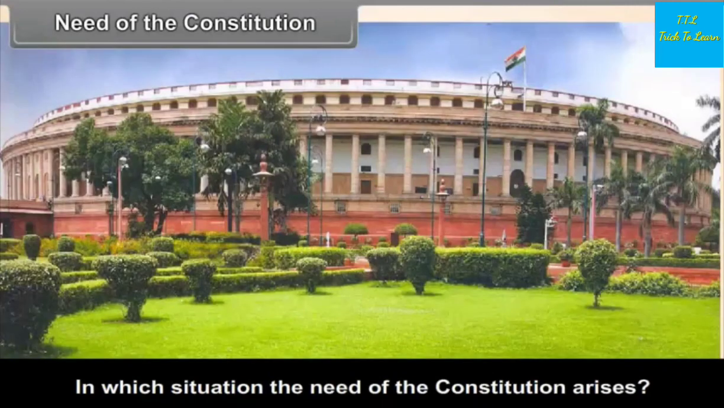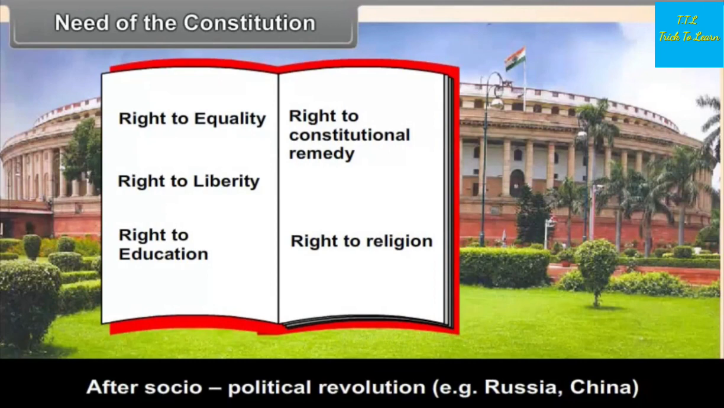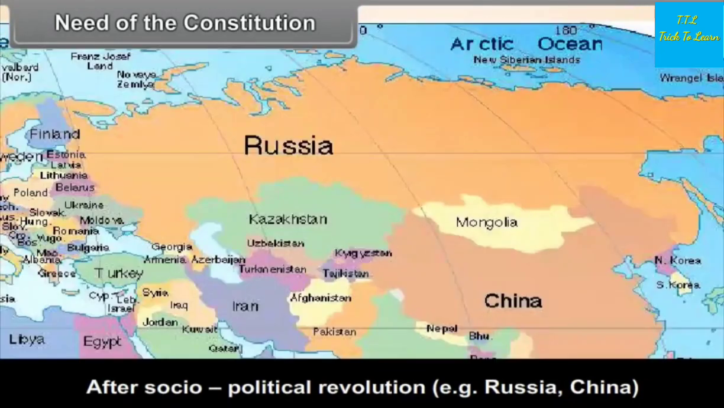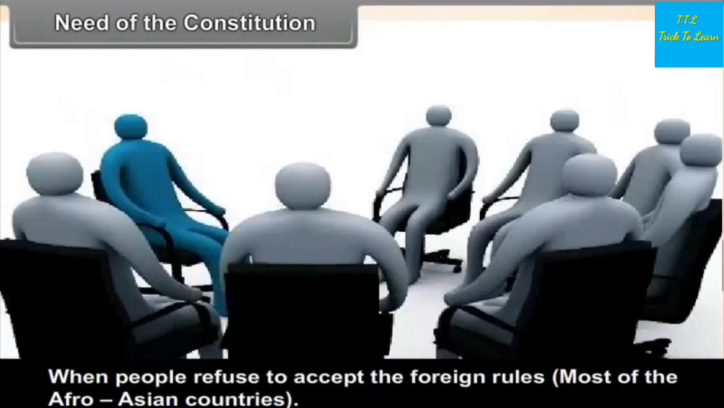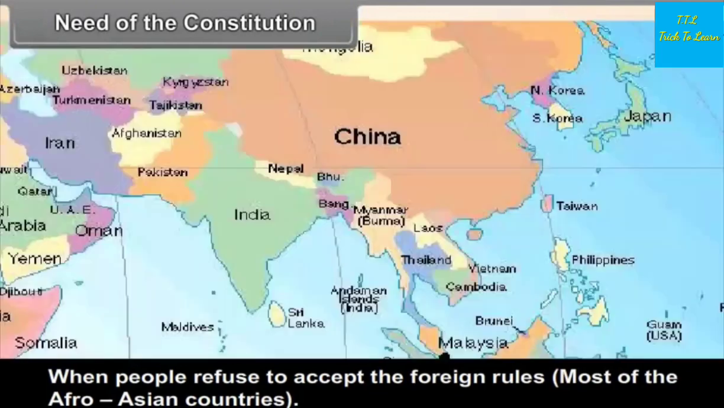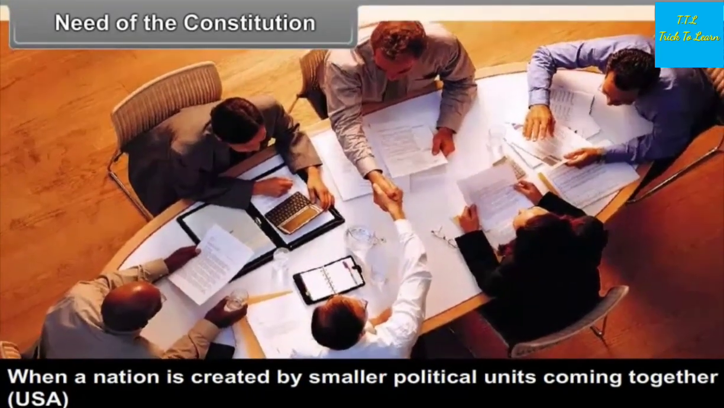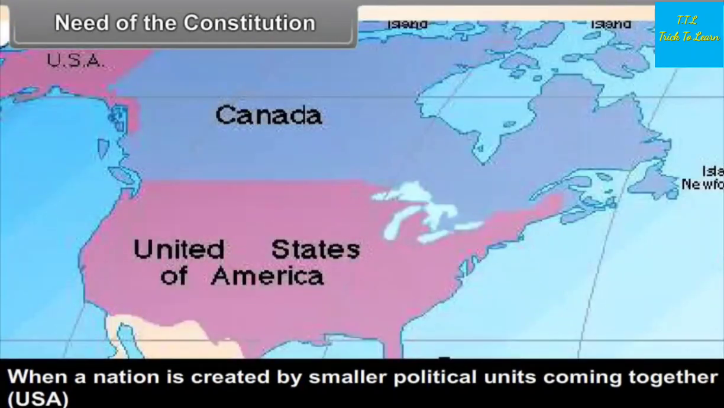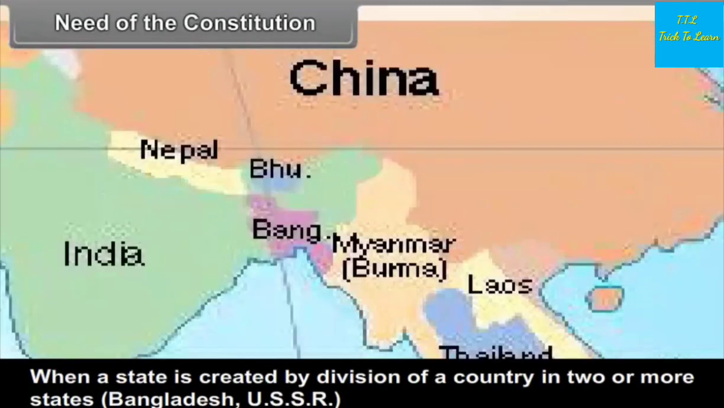In which situations does the need of the Constitution arise? After socio-political revolution, for example, Russia, China. When people refuse to accept the foreign rule, that is, most of the Afro-Asian countries. When a nation is created by smaller political units coming together, USA. When a state is created by division of a country in two or more states, Bangladesh, USSR.